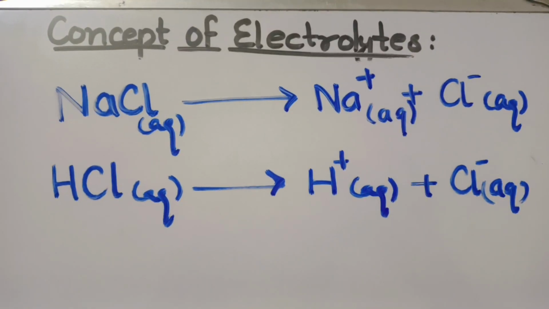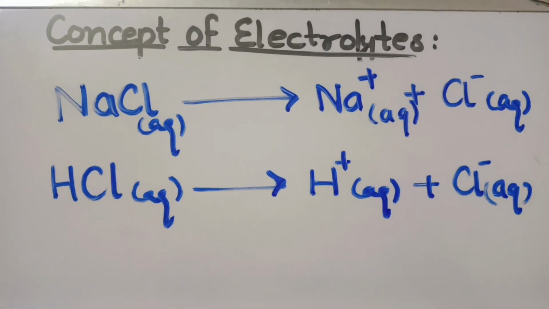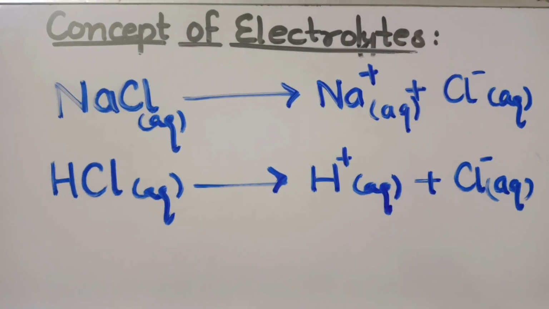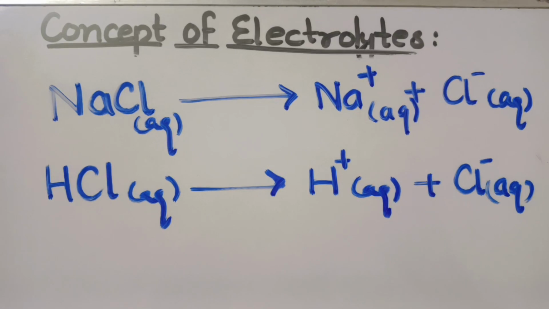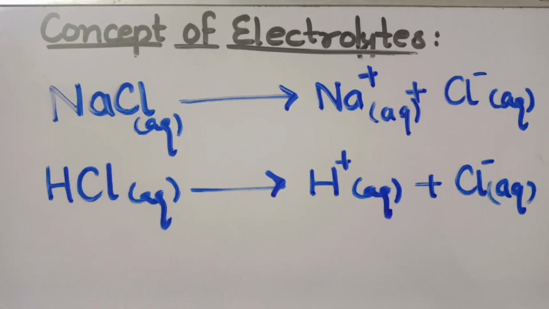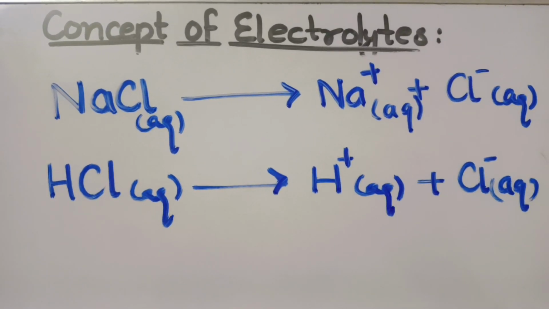For example, sodium chloride will dissociate completely into sodium ion and chloride ion in aqueous solution. Similarly, hydrochloric acid will dissociate completely into hydrogen ion and chloride ion.